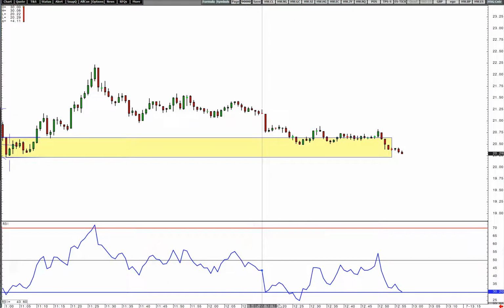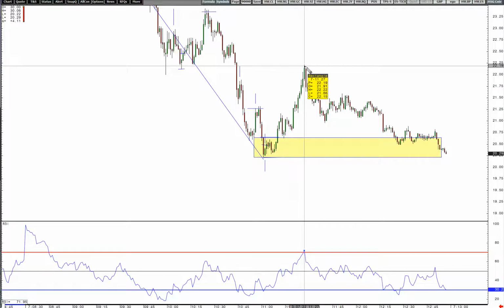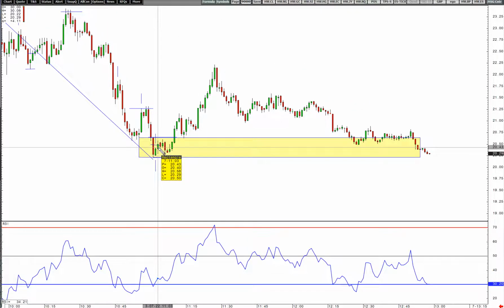Oh, we're making new lows again, okay. But in the meantime, it got as high as 22.22. 22.22 minus 20.50, divided by 26 cents, that's 6.6 R between here and here.